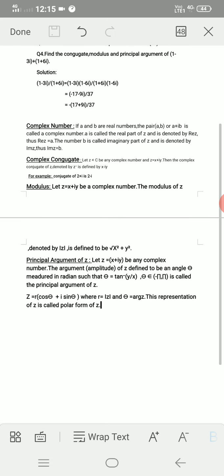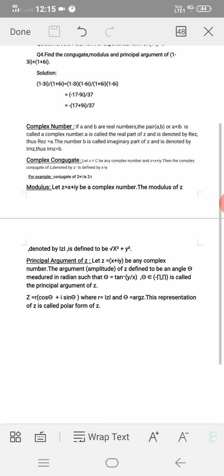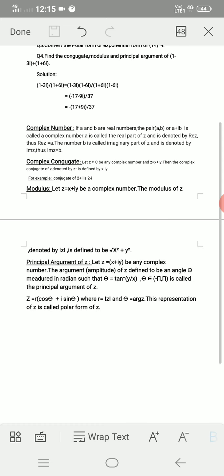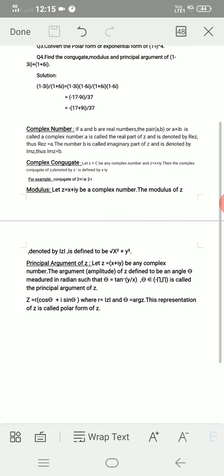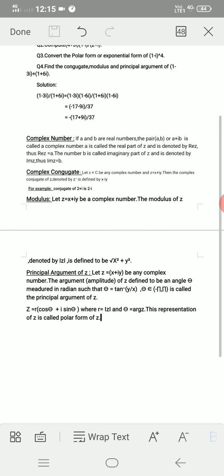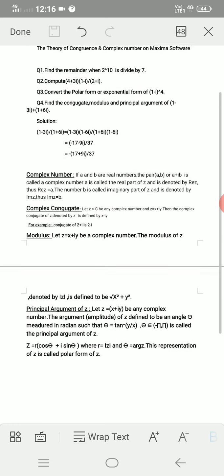Then the argument, another name of which is amplitude of z, is defined to be theta, measured in radian, such that theta is equal to tan inverse of y upon x. Theta varies from minus pi to pi and is called the principal argument of z. Next, z is equal to r (cos theta plus i sin theta), where r is equal to mod z and theta is equal to argument of z. This representation of z is called the polar form of z.